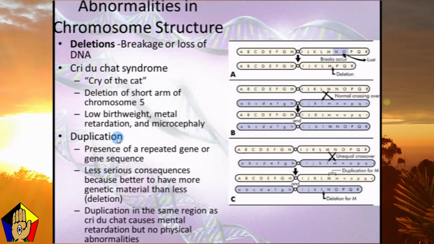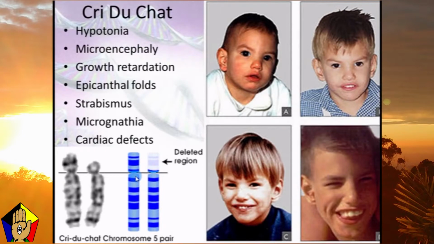You can have a problem with duplication, where you take part of a chromosome and duplicate it. The problem here is that when you turn one of those genes on, you're turning more on, so you're making more. Right? So duplication usually has less serious complications because you're just making more of something. And remember that whole idea that it's better to have more than less. So you can have deletions and duplications, and we'll show you some more after we talk about cri du chat. But with cri du chat, here you can see some of the symptoms.